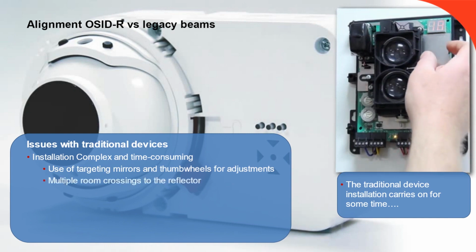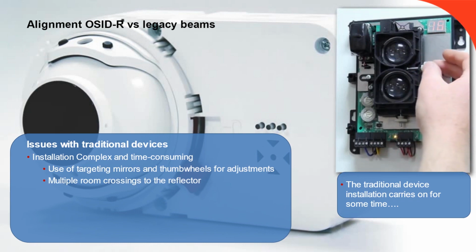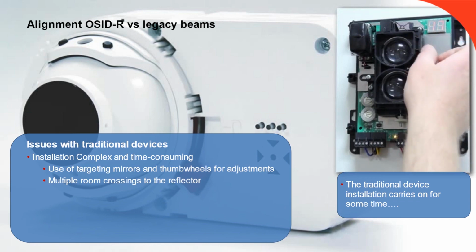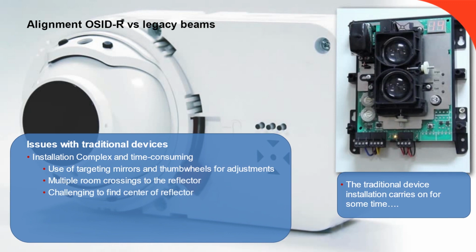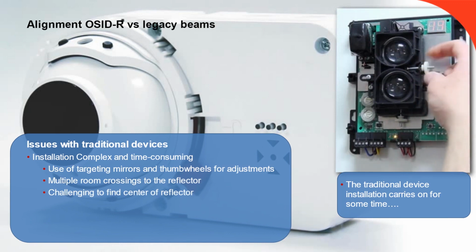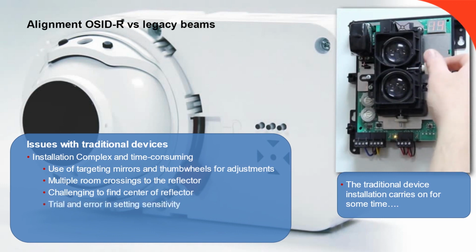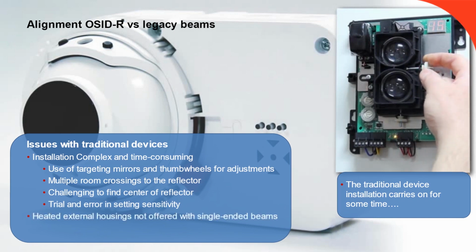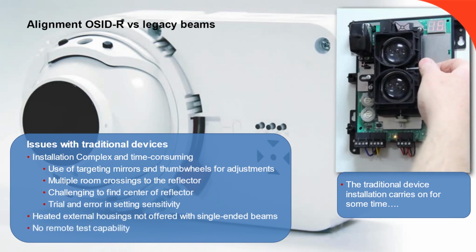The next step involves using the thumb wheels to try and get the LED readout to the highest possible figure, this representing the accuracy of the device. Once the user achieves this, or gets bored trying, they can start the sensitivity configuration, often with a nagging feeling that they could have done better with the alignment. Heated enclosures are not available, and there is no remote test facility. Now, where did I put those ladders?